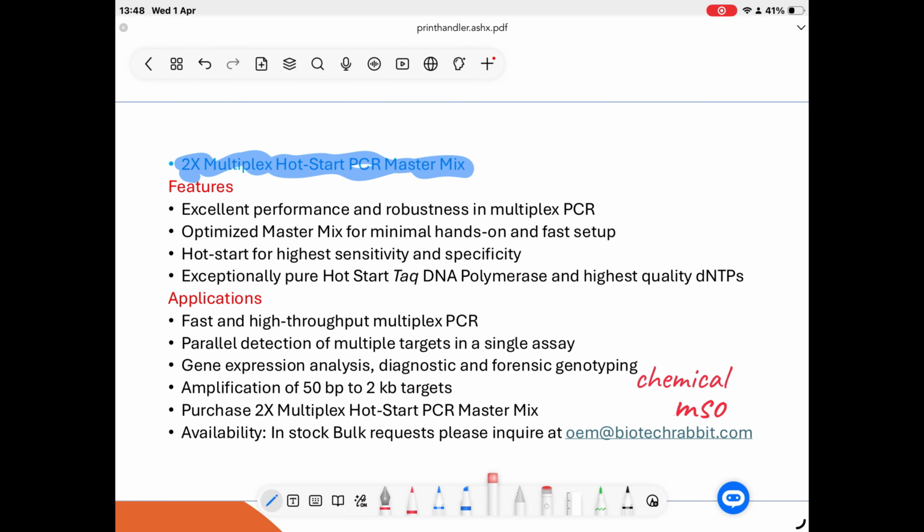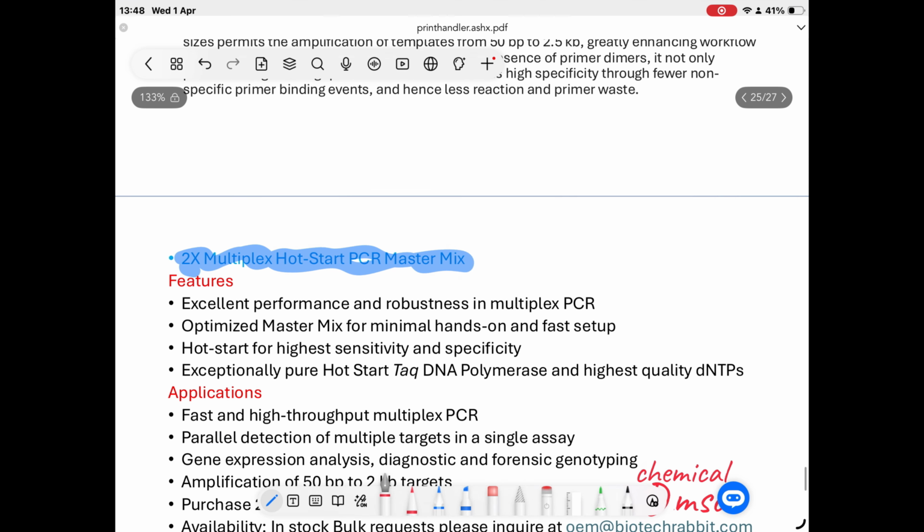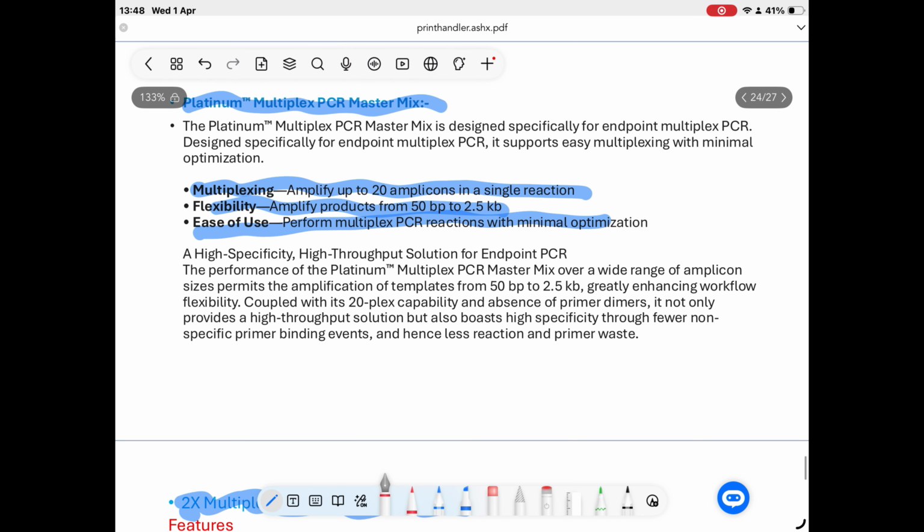So they do the heavy lifting for you. They provide a highly buffered, extremely forgiving thermodynamic environment. For 80% of standard laboratory applications, you can simply add your template, add your primers, and the kit will brute force the reaction to success. But biology is infinitely complex.